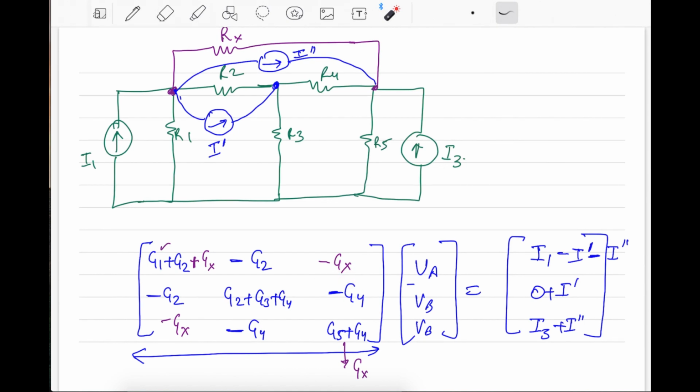Sir, I didn't understand why minus GX. See, first of all, you have to remember that you have to keep a negative sign with all the off diagonal elements. That you have to keep in mind first.